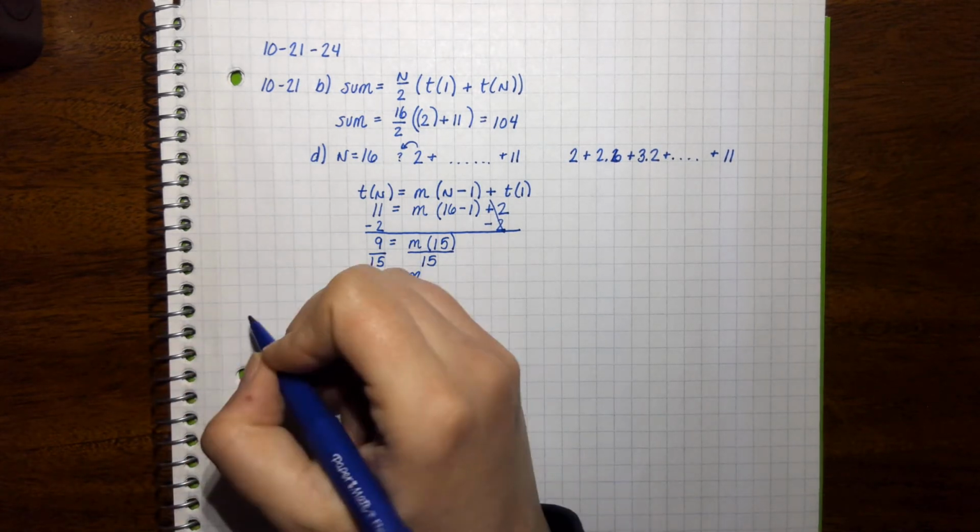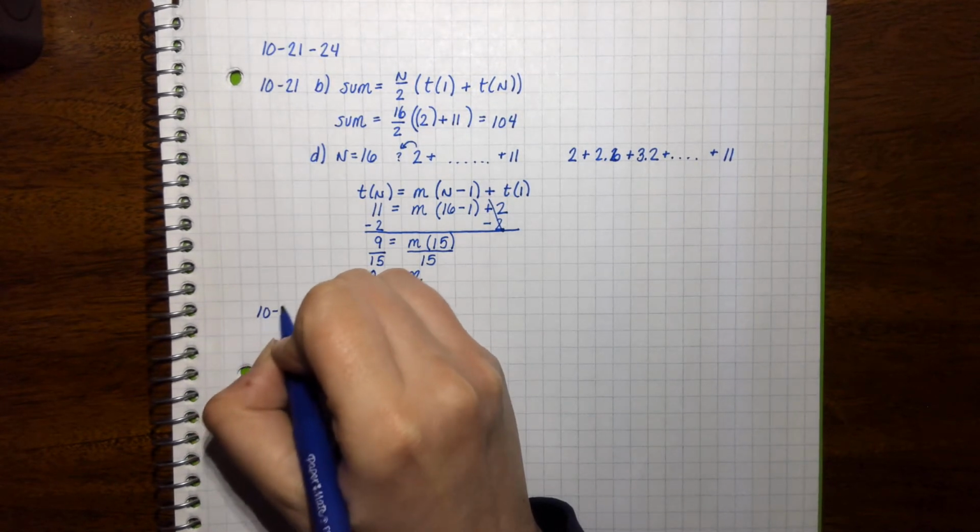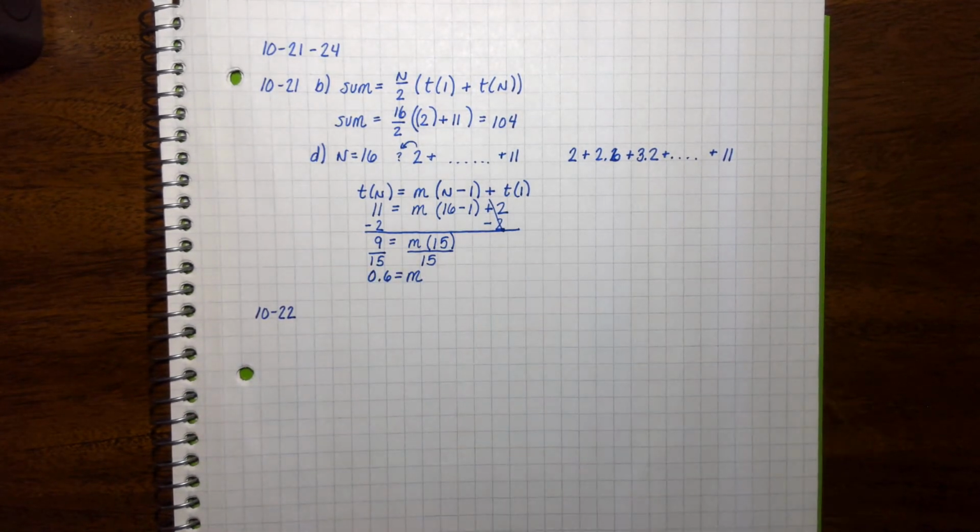Number 22, it says create a series that has an odd number of terms. We're not going to do that.